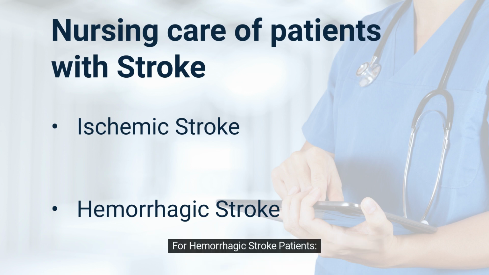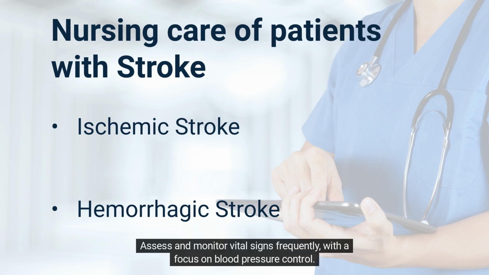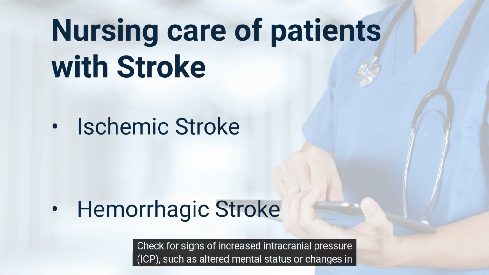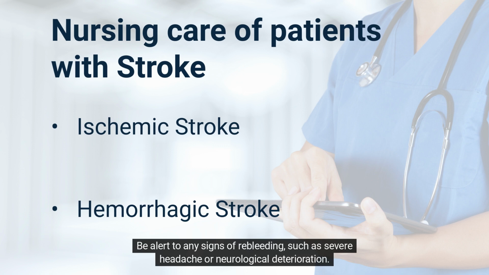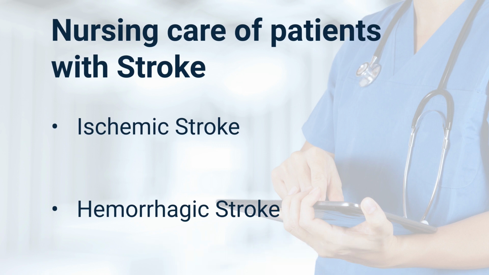For hemorrhagic stroke patients, patient assessment. Assess and monitor vital signs frequently, with a focus on blood pressure control. Check for signs of increased intracranial pressure, ICP, such as altered mental status or changes in consciousness. Be alert to any signs of rebleeding, such as severe headache or neurological deterioration.